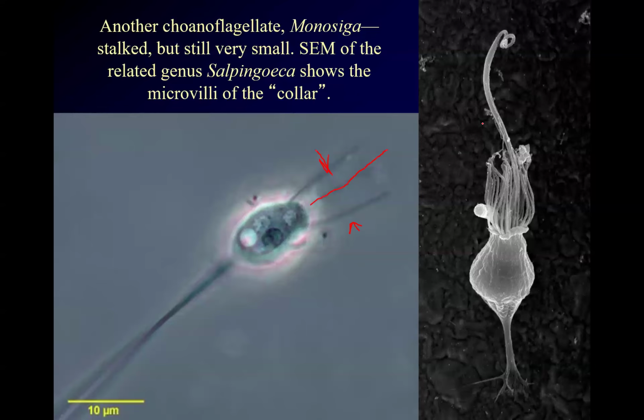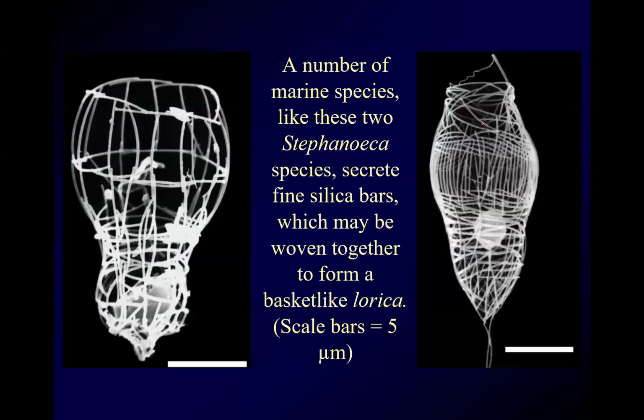Salpingoica on the right, very similar genus. You can see the stalk, you can see the flagellum, and now you can see how those microvilli make up that collar, make up that ring of microvilli. There are a bunch of marine species that secrete little silica bars, which they can weave together to make a basket-like structure called a lorica. Lorica is a term you'll see again.